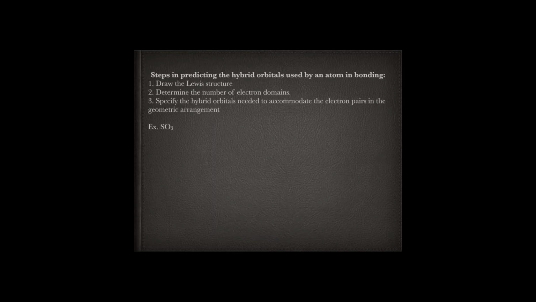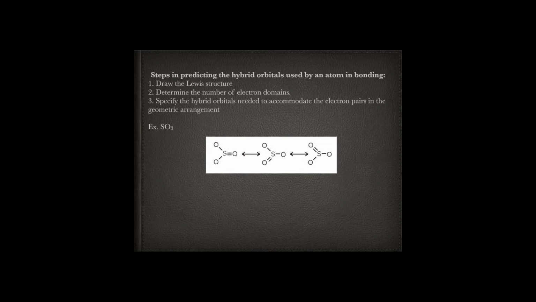In the previous slide, I explained the concept behind hybrid orbitals, but you don't actually need to know the concept behind it so much as you need to be able to predict what hybrid orbitals are going to form when given a specific molecule. So first, you need to draw the Lewis structure. For SO3, that's an example of resonance, and the way I would draw it would be as follows. The next thing you need to do is determine the number of electron domains. For SO3, since there are 2 single bonds and a double bond, that's only going to be 3 electron domains.